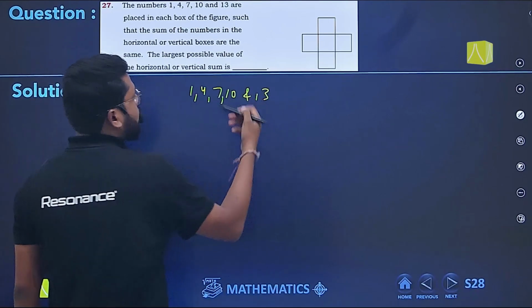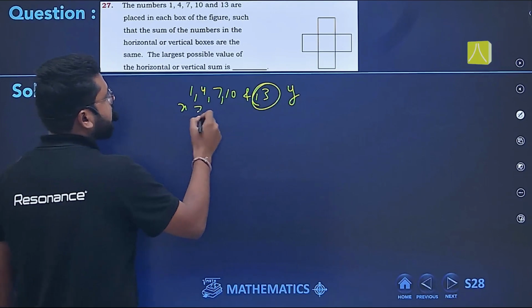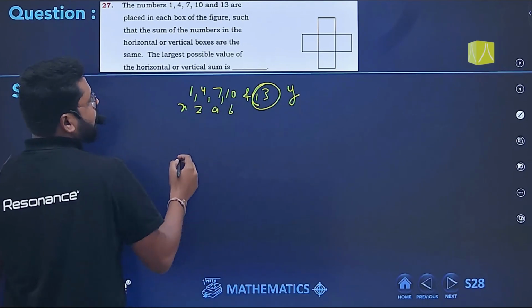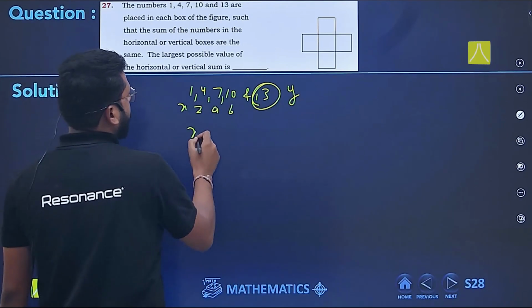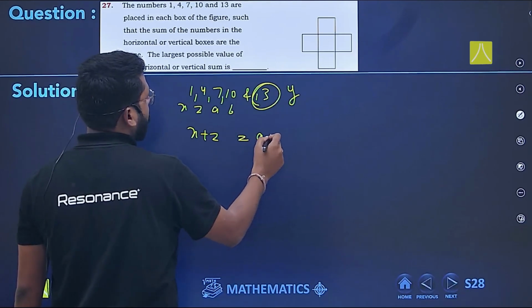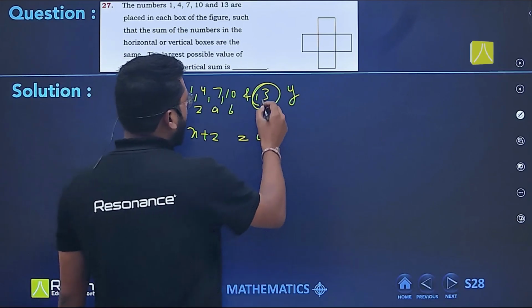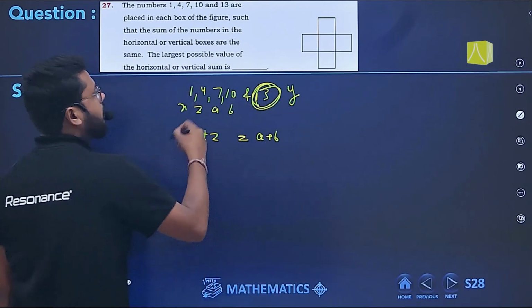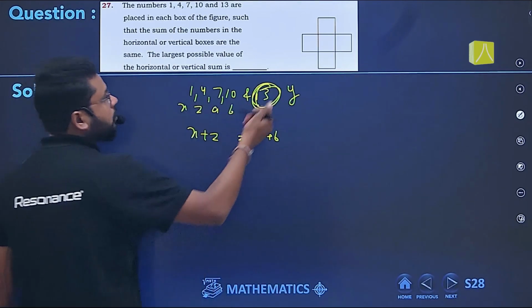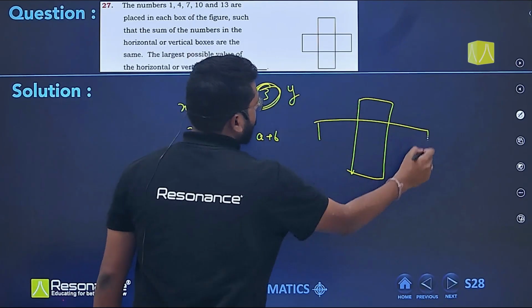Okay. So if you take 13 as y, suppose this is x, this is z, and this is a and b. Suppose x plus z equals a plus b, and y is there, so you will not find the proper value. But if you remove 13, you can pick the same pair. Suppose 13 is here in the column in between, because we have to find the maximum value.